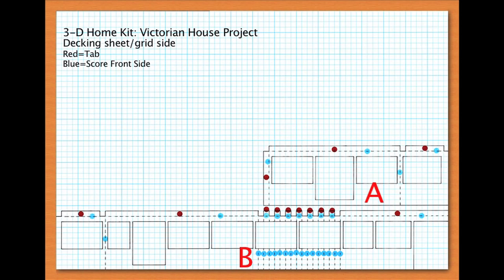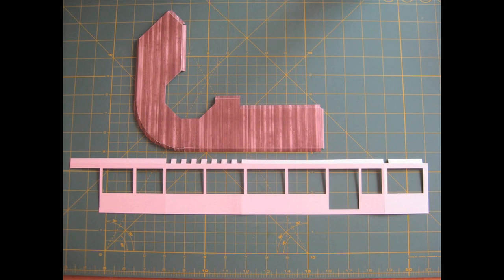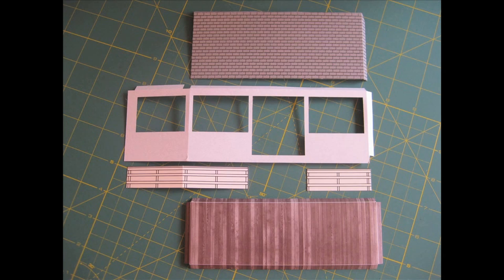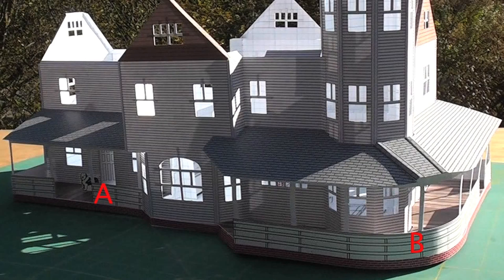This is the grid side of the stucco sheet. It is used for the walls and structure of the front and side porches. The railing illustration is glued onto these pieces. Make a copy of the railing to cover the entire length.